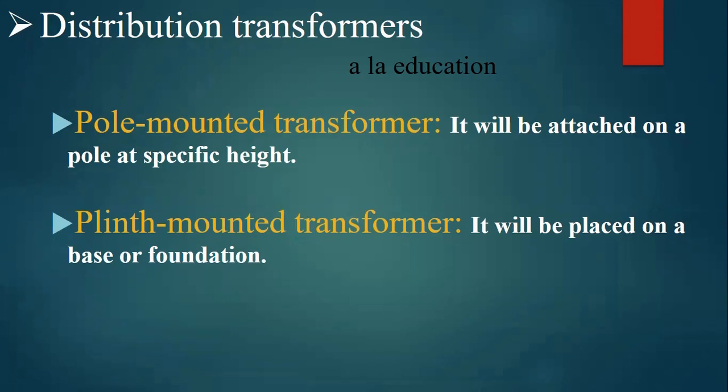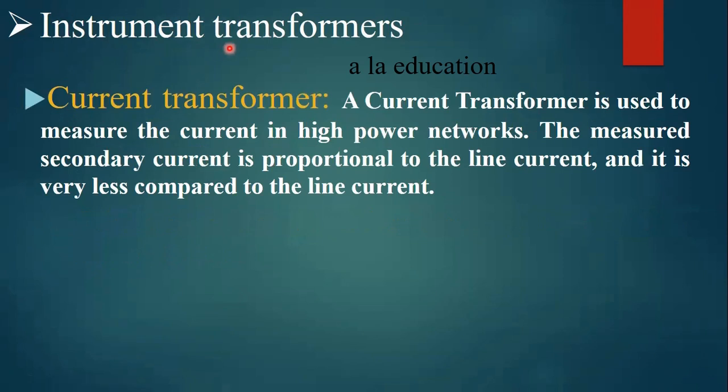So plinth mounted transformer will be placed on a base or a trunk foundation. Next, let us see the instrument transformers. Instrument transformers are also called as measurement transformers. Here we have current transformer and potential transformer. First of all, let us see current transformer. That is also called as CT.